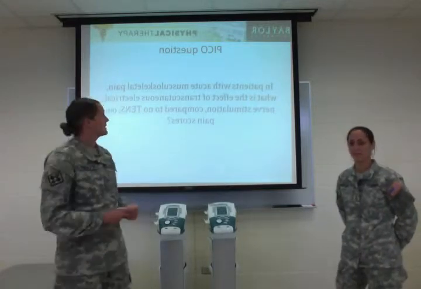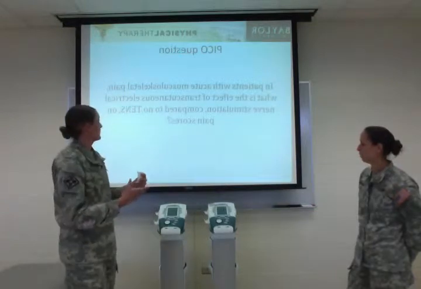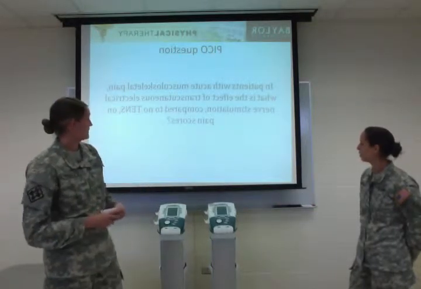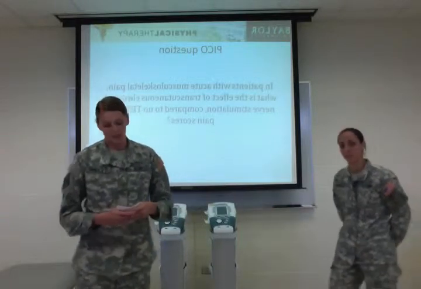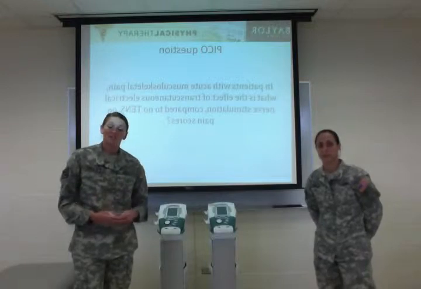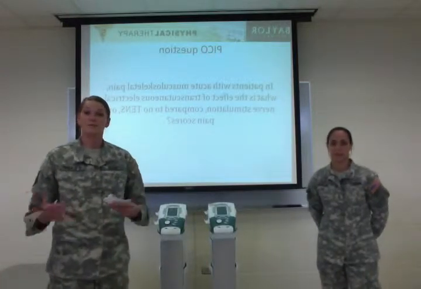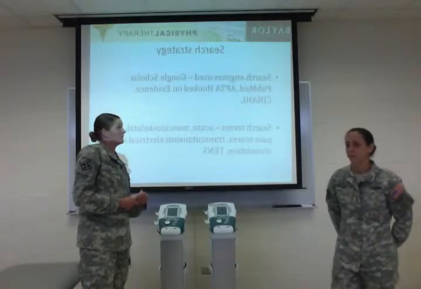What we were looking at is in patients with acute musculoskeletal pain, what is the effect of transcutaneous electrical nerve stimulation compared to no TENS on pain scores. So the P in this, the population, is those with acute musculoskeletal pain. The I, intervention, is TENS. The C, comparative group, is no TENS. And the outcome measure we're looking at is pain.